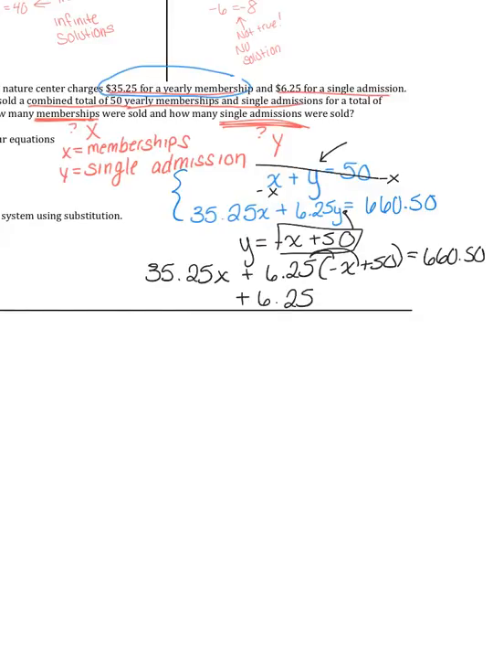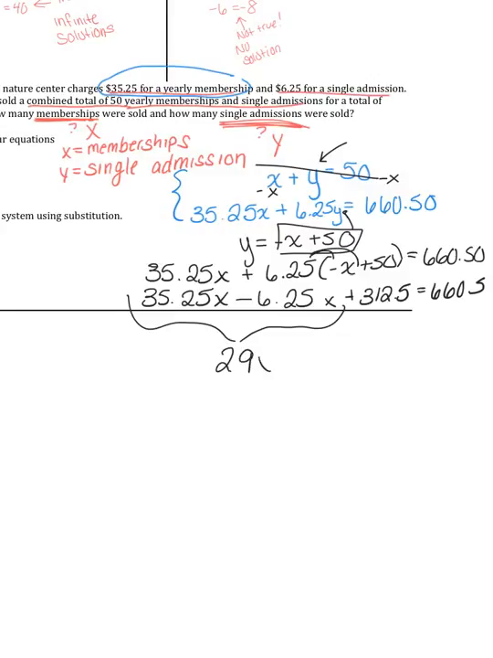And then I'll distribute. Ooh, I'm sorry, I made a mistake there, watching my signs. That should be negative 6.25x plus 312.5 is equal to 660.5. And don't worry, I haven't forgotten about the 35.25x. I'm going to bring that down. I'll go ahead and combine like terms. And that's going to give me nicely 29x plus 312.5 is equal to 660.5.